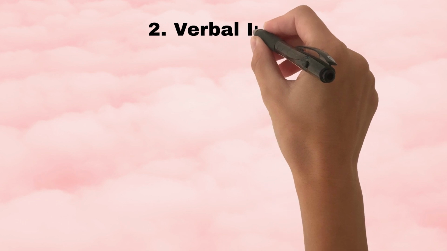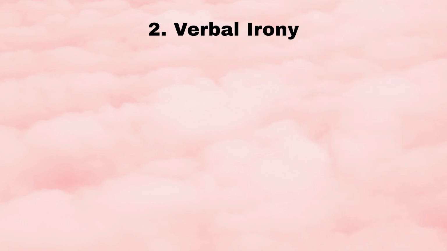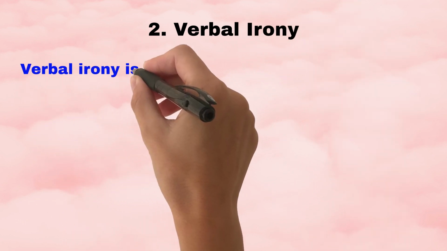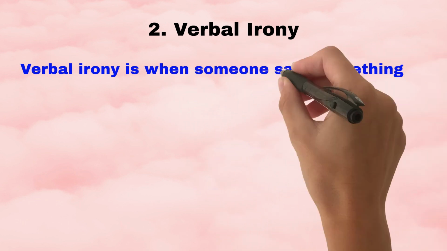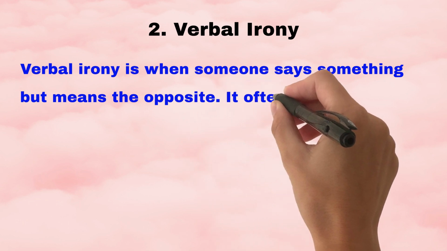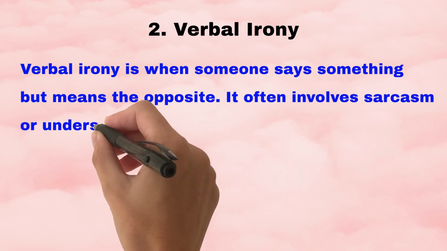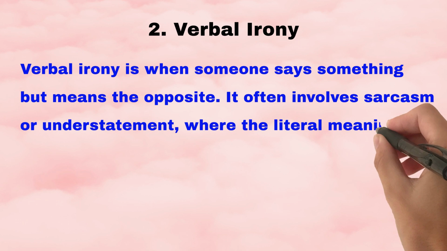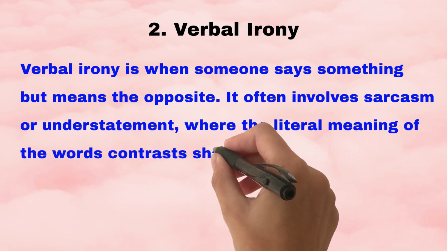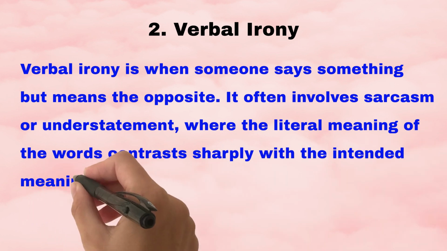Now, let's move towards the second type of irony, which is verbal irony. Verbal irony is when someone says something but means the opposite. It often involves sarcasm or understatement, where the literal meaning of the words contrasts sharply with the intended meaning.